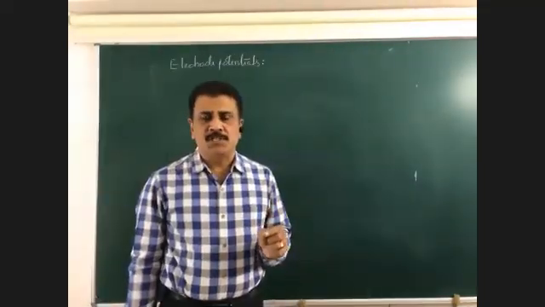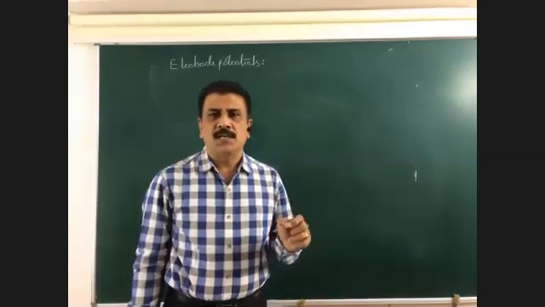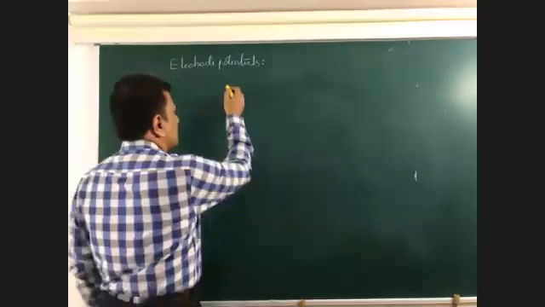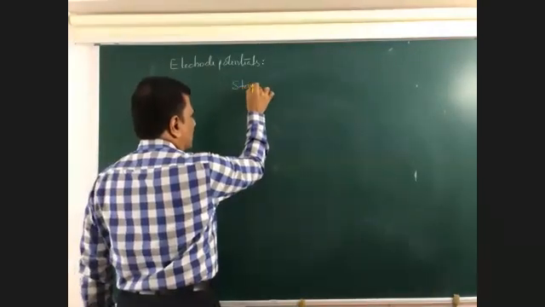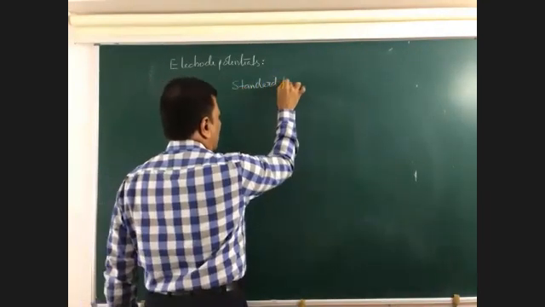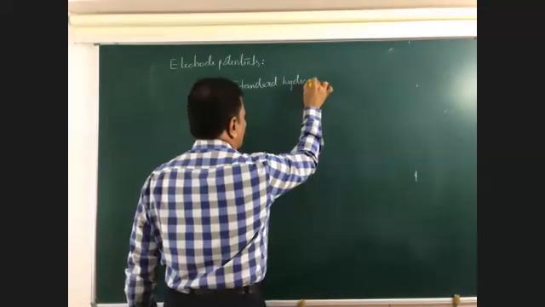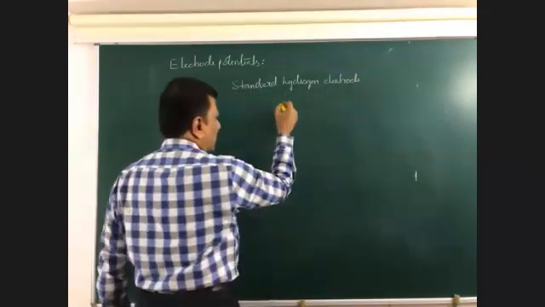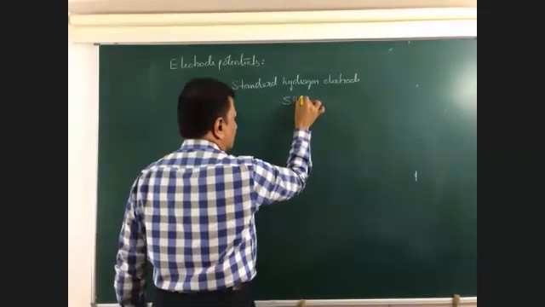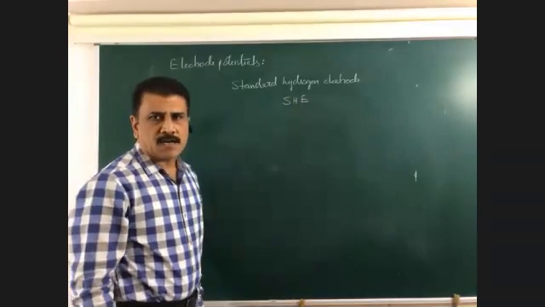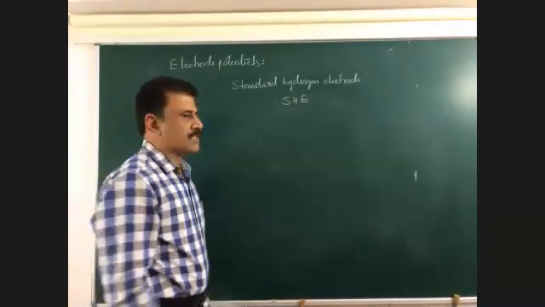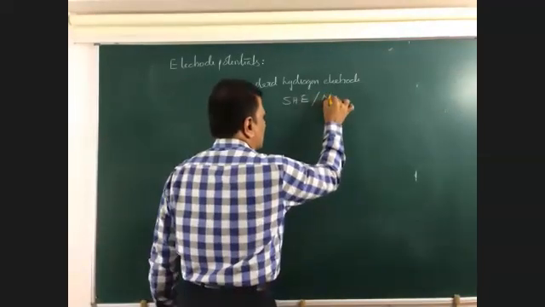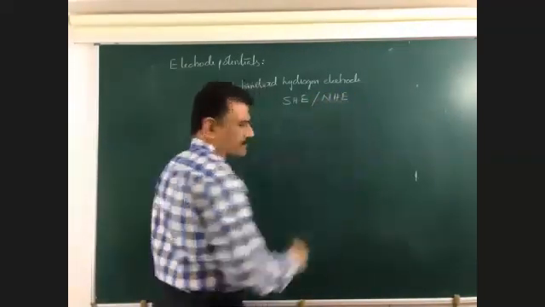These electrode potentials at standard conditions are measured with the help of a reference electrode called the standard hydrogen electrode. This is simply named SHE, or normal hydrogen electrode. It is also known as NHE. Both are right.